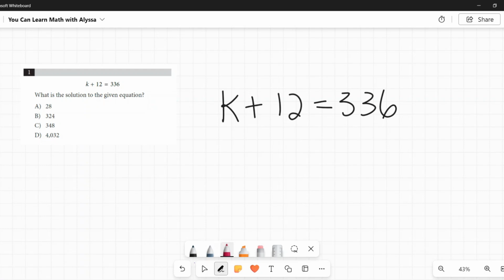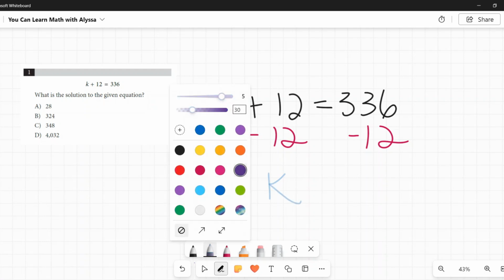So to get k by itself, I need to get rid of this 12 that's being added. I need to undo that, but I need to do it to both sides. So I'm going to do the opposite of adding 12. I'm going to subtract 12 on both sides. Those cancel out on the left, leaving just k.